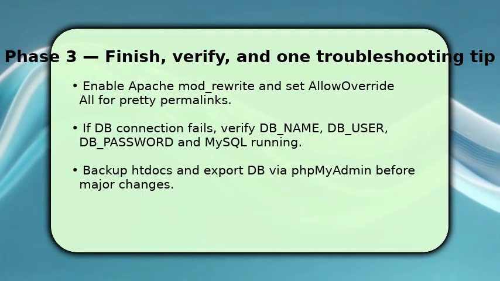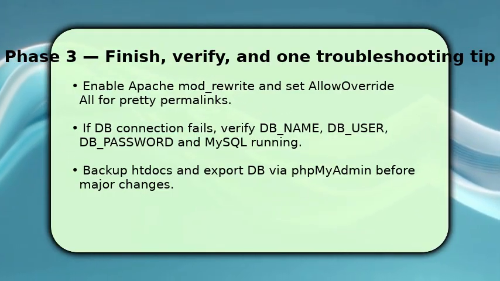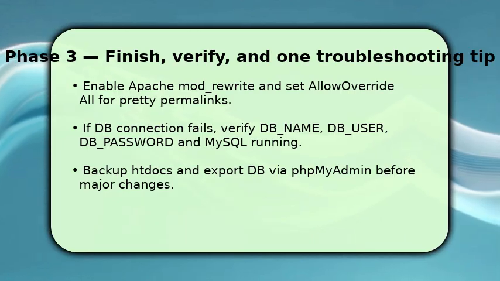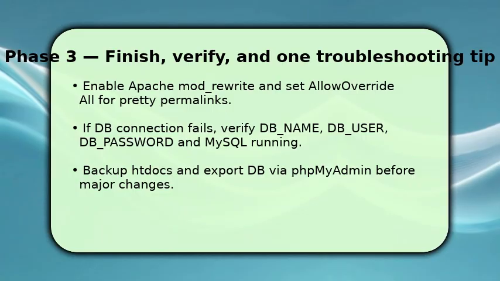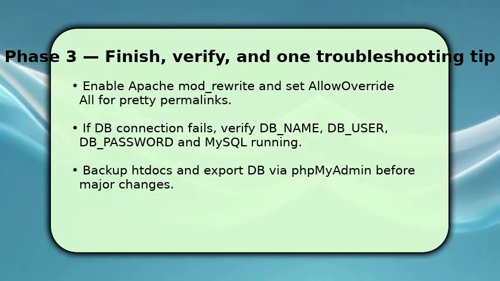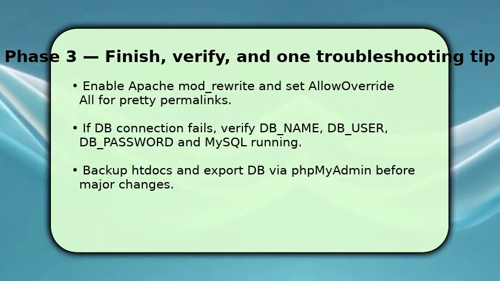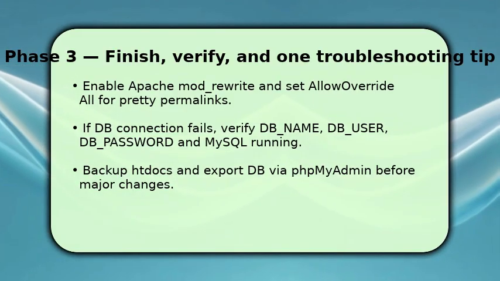If something breaks, the key troubleshooting step is checking the database connection. Confirm MySQL is running and wp-config.php credentials match phpMyAdmin. If errors persist, check Apache error log and MySQL error log. Then restore from your last htdocs and database export to reset safely.